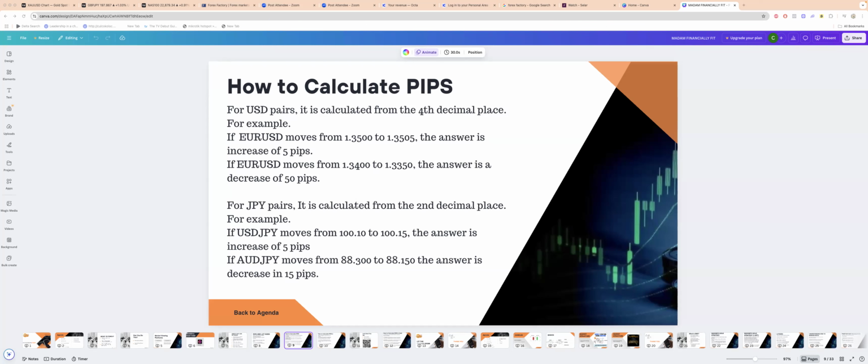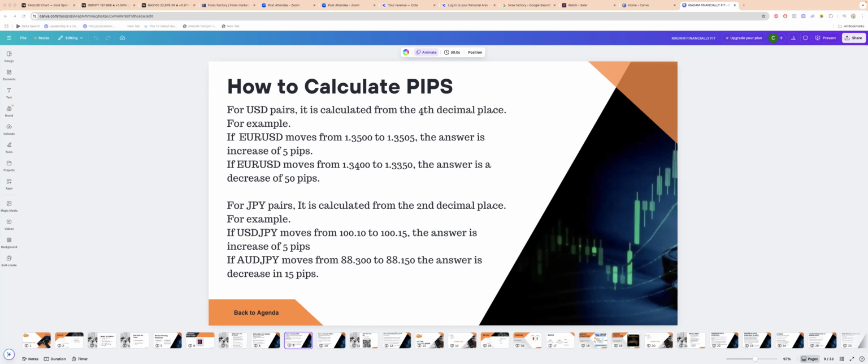So let's say EURUSD moved from 1.3567 to 1.3667. How many pips did it move? Let me see the smart ones. Somebody wrote 67, you're wrong. Somebody wrote 100, correct.